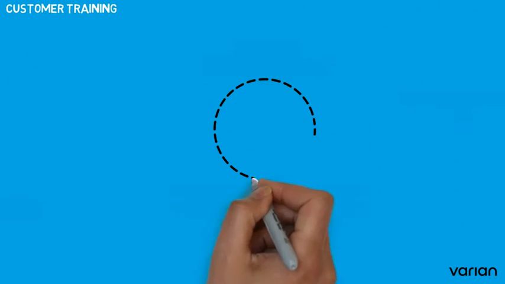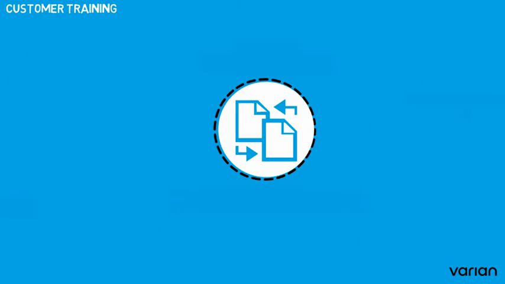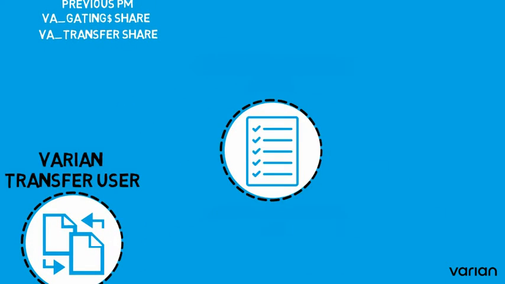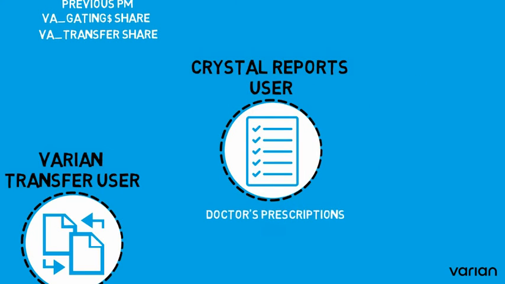The VARIAN transfer user is used to mount the VA transfer share behind the mic app. This gives VARIAN the ability to transfer files up to the server from either the TrueBeam or from a C-series. With the Crystal Reports user, ODBC connections are used for doctor's prescriptions. This user doesn't need to be part of the group, but will have access to SQL.